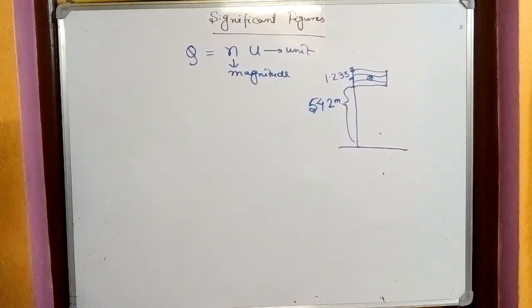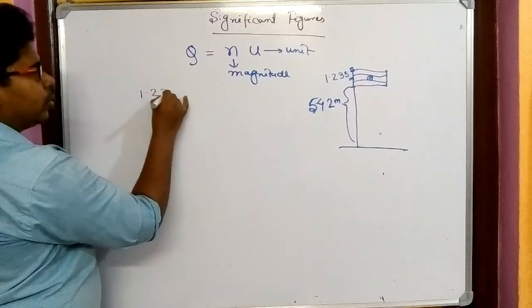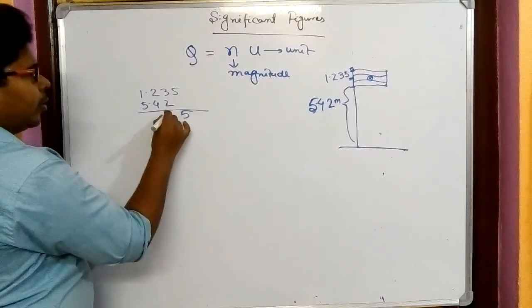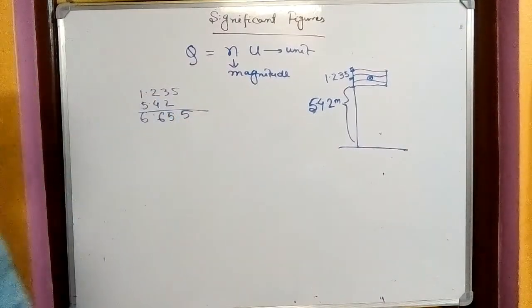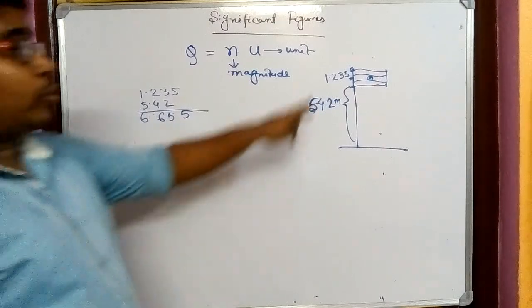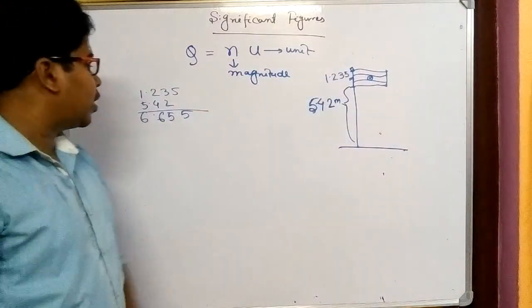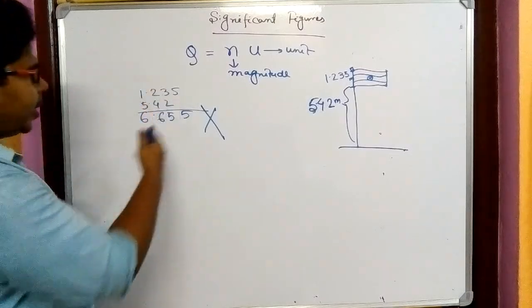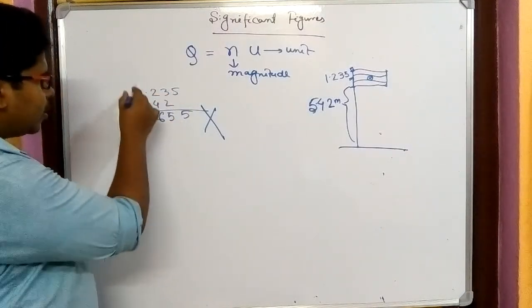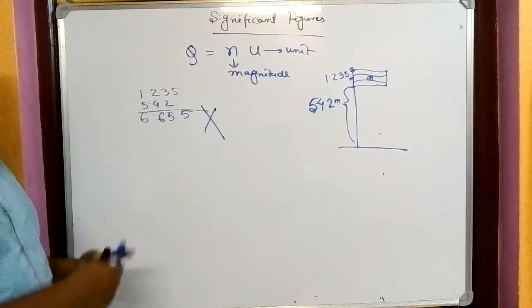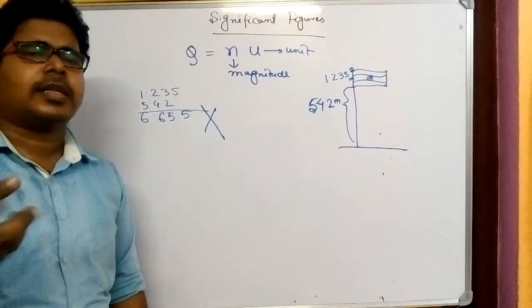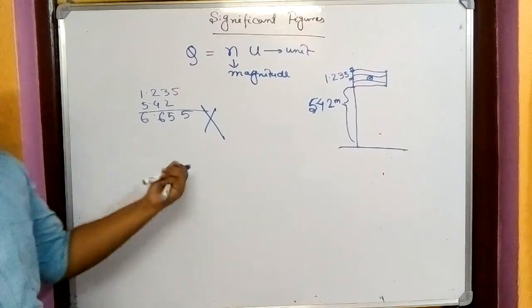Now you will say, sir, it's a very easy thing. Add it. 1.235, 5.42. Add it. So 5, 5, 6, 6. So, sir, the total height of the topmost point of the flag from the ground will be 6.655. I'll say it's wrong. Now you'll ask, sir, what is wrong? Add it: 5, 5, 6, 6. It's right. We have done it from very early ages, from class 3, 4, 5, 6, 7, 8. Now I say at class 11 it is wrong.